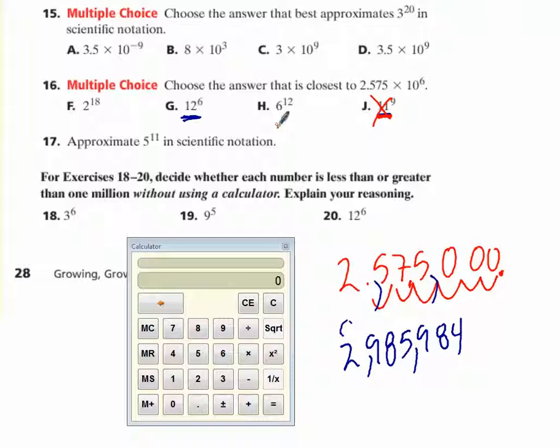So help me count. 1, 2, 3, 4, 5, 6, 7, 8, 9, 10, 11, 12, 13, 14, 15, 16, 17, 18. That's ridiculous. This is what we were talking about. When we know that the exponents are super big, we get ridiculously big numbers. So at this point, we can say with fairly good certainty that 12 to the 6th is going to be the closest answer. So we'll stick with that.